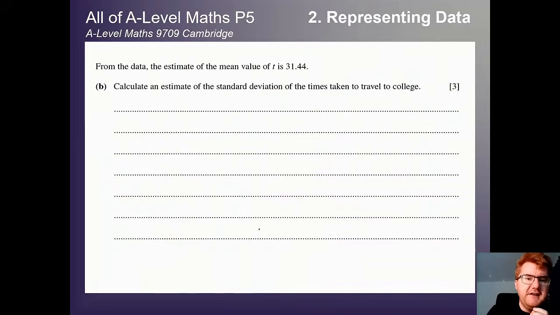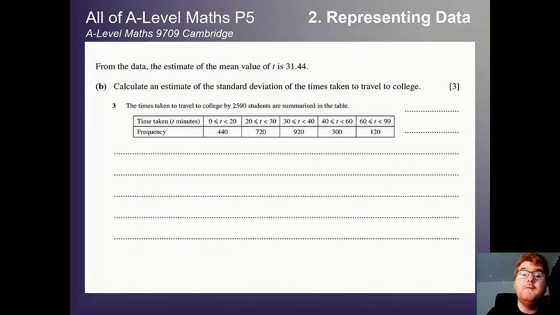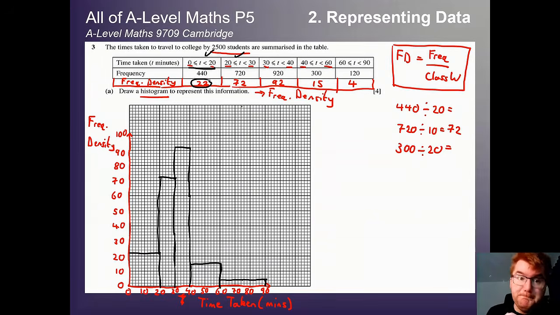I'll show you the answer here. So you can see I've drawn this as accurate as possible. Again, I've got all the key things here. I've got my scale. I've got the labels to the histogram as well, the bars, the correct length, and my frequency density, giving me then all 4 marks on that particular question.